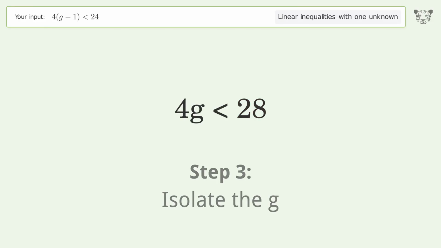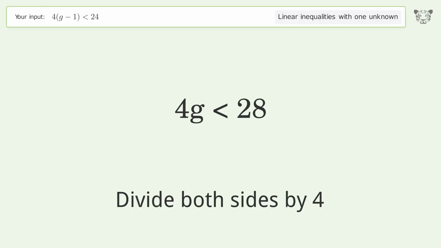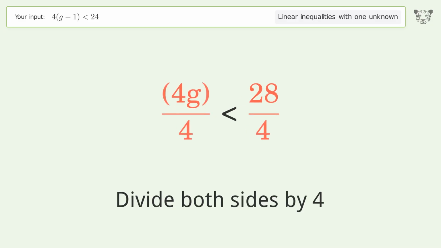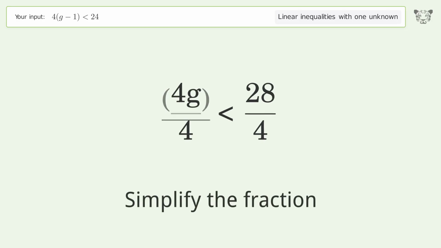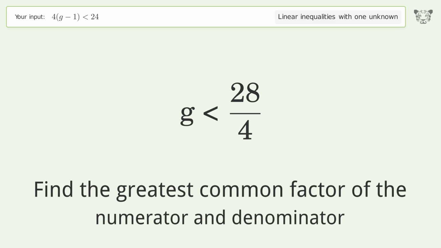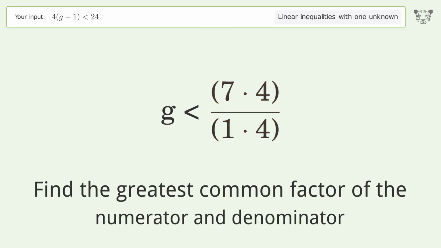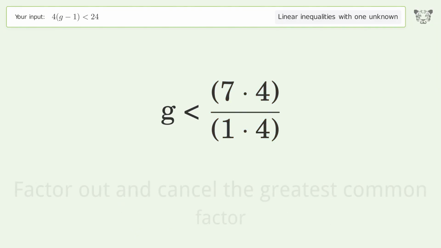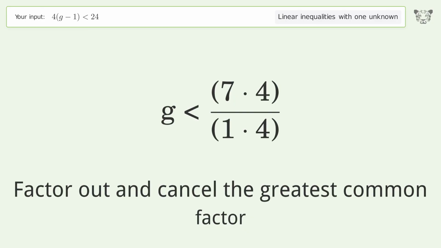Isolate the g. Divide both sides by 4. Simplify the fraction. Find the greatest common factor of the numerator and denominator. Factor out and cancel the greatest common factor.